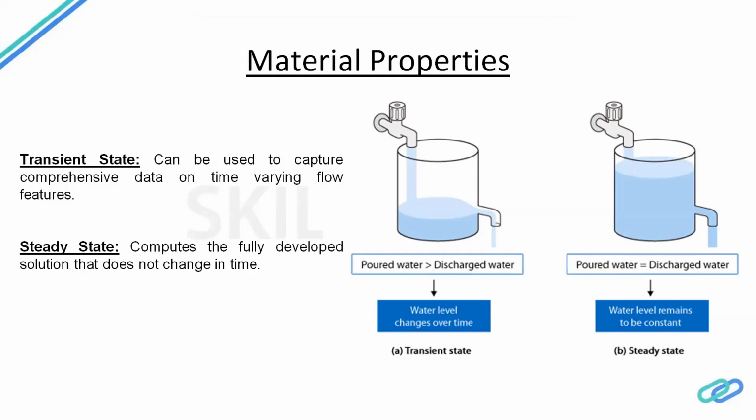But if the discharge rate is greater from the beaker, then the water level starts decreasing in the beaker. So like for example, for 1 second, if the water level has decreased by 10 centimeters, in another second it has decreased by another 10 centimeters, then it is called to be a transient simulation because we are trying to visualize based on the time how the parameters are varying.